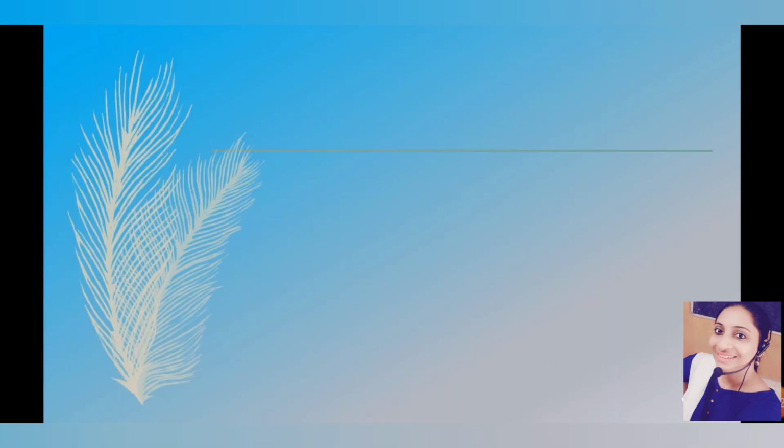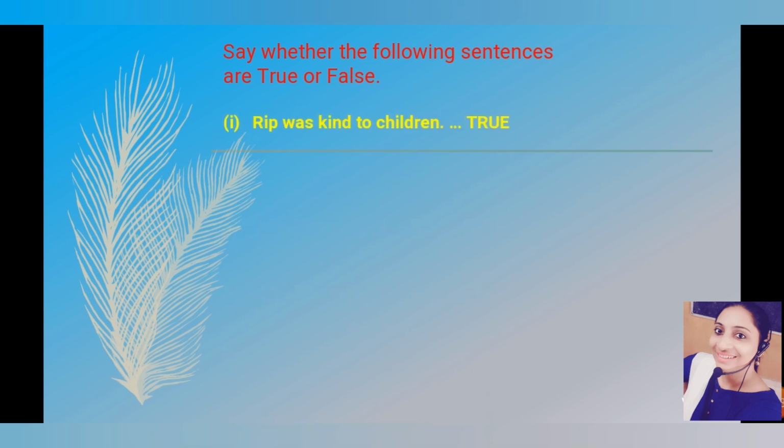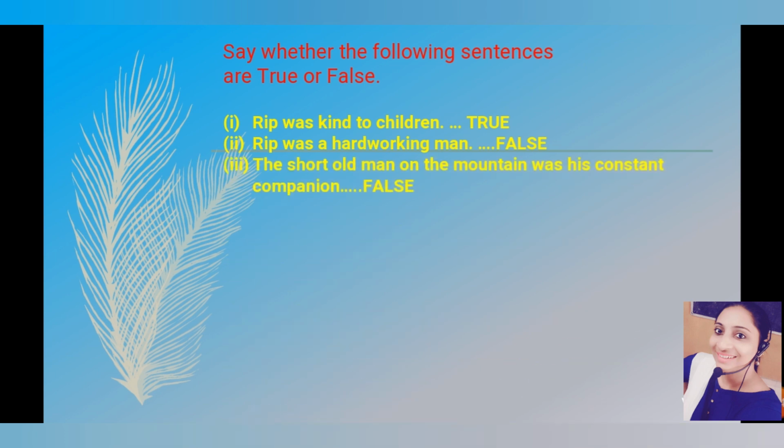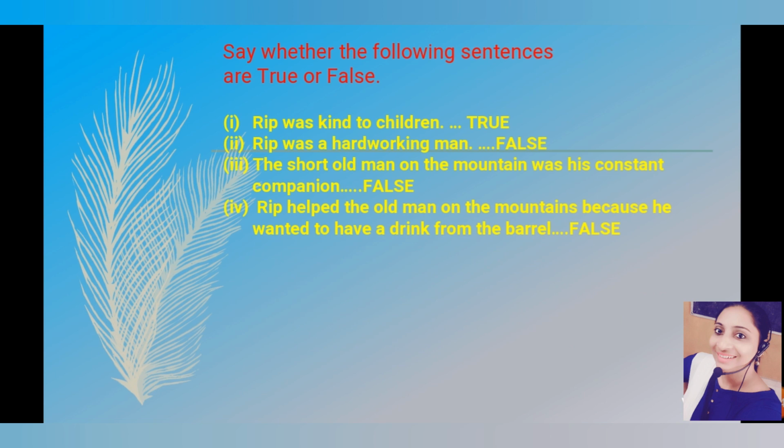Okay, children. Now let's see. Say whether the following sentences are true or false. Rip was kind to children. It was true. Rip was a hard-working man. Was he a hard-working man? No, it is false. He was very lazy. The short old man on the mountain was his constant companion. No, it is false. It was his dog Wolf who was his constant companion.